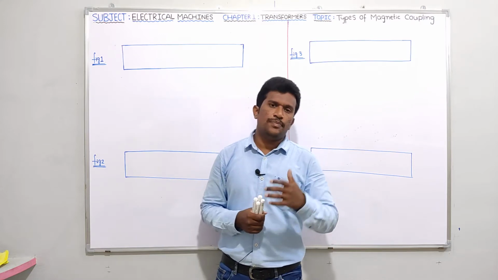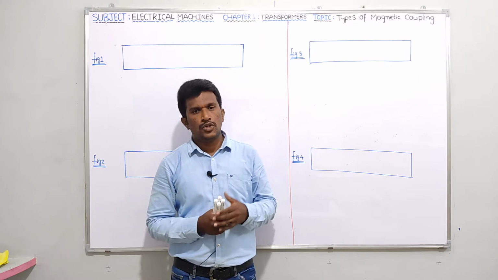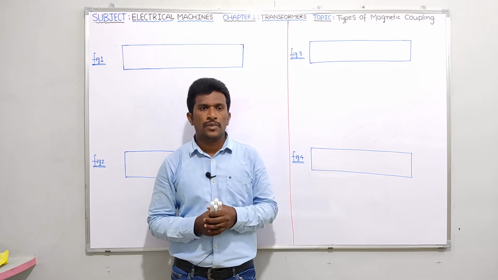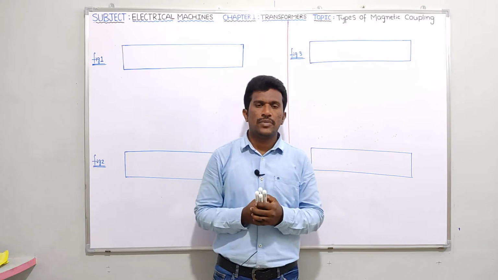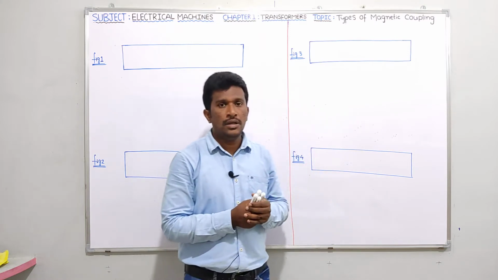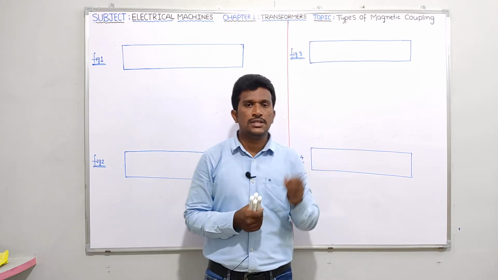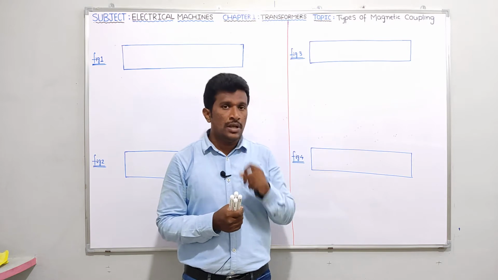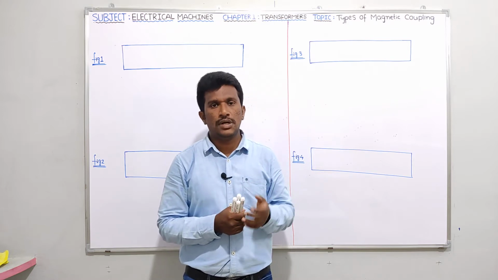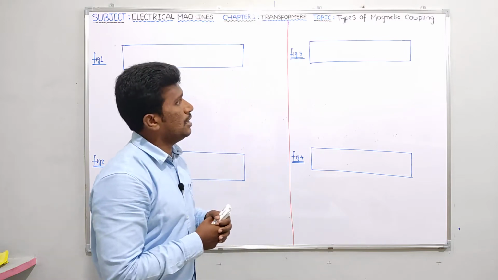Okay. Now see, before starting vector diagrams of a transformer, you should be very familiar with Lenz's law. So before Lenz's law, let me take one small topic, types of magnetic coupling. Then we will discuss Lenz's law and some small things. And after discussing Lenz's law, I will go for vector diagrams of the transformer. It will be easy for you to understand. Is it clear? So see guys, types of magnetic coupling.